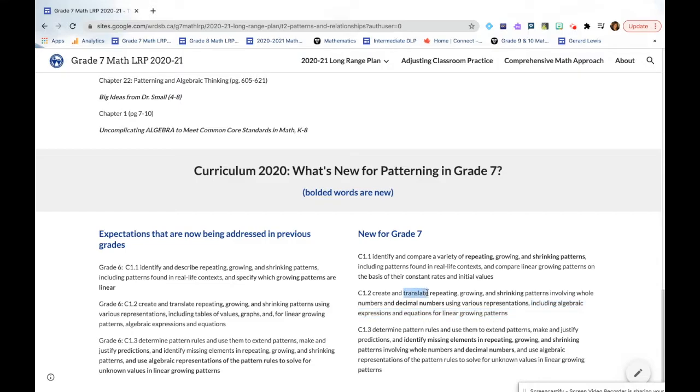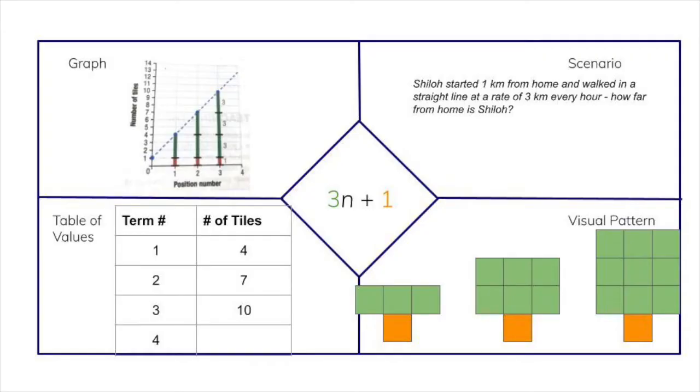The term translate is also new in the curriculum. It simply means that students are able to translate the pattern into different representations such as a graph, table of values, and scenario.